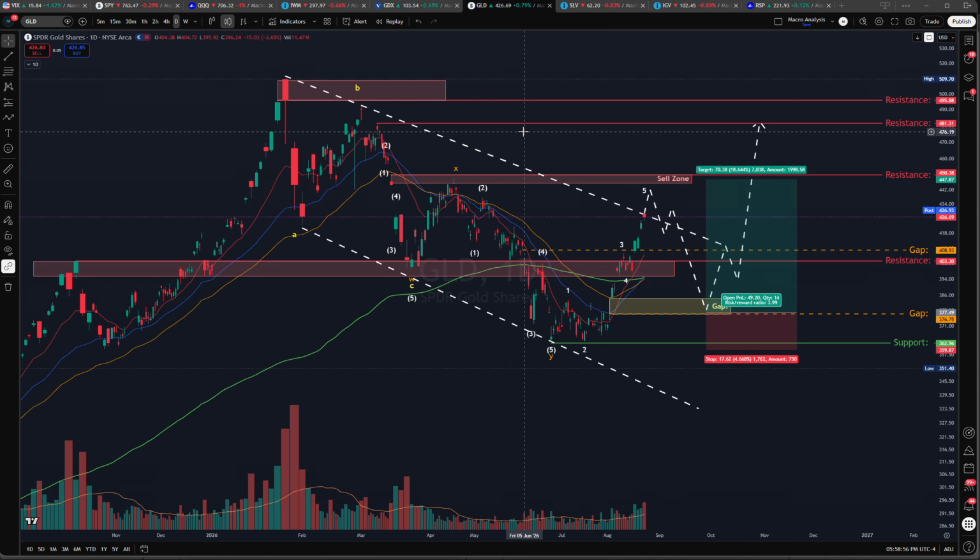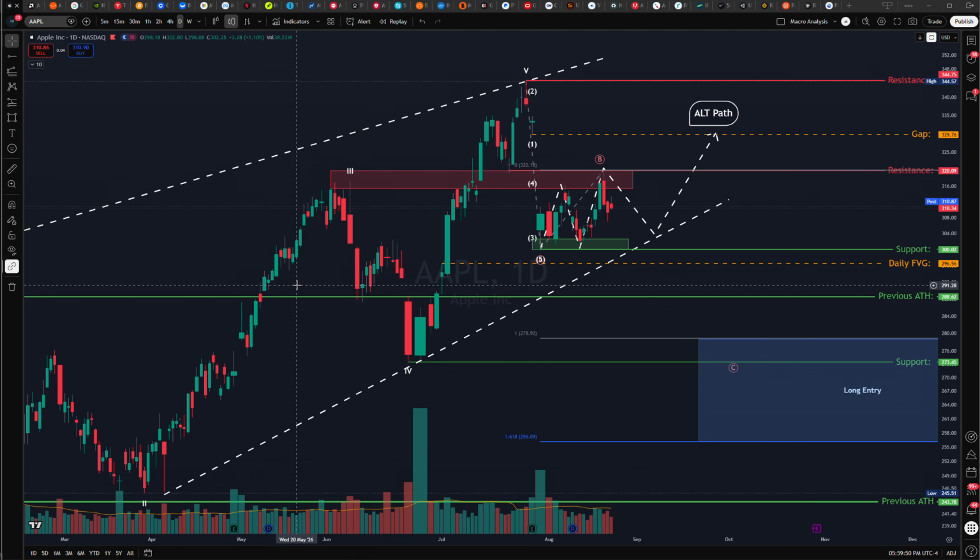So there's something I will look for on GDX. I'm not going to analyze all the tickers tonight. Let me just look at some of the stocks. Okay, let's look at Apple for a second.